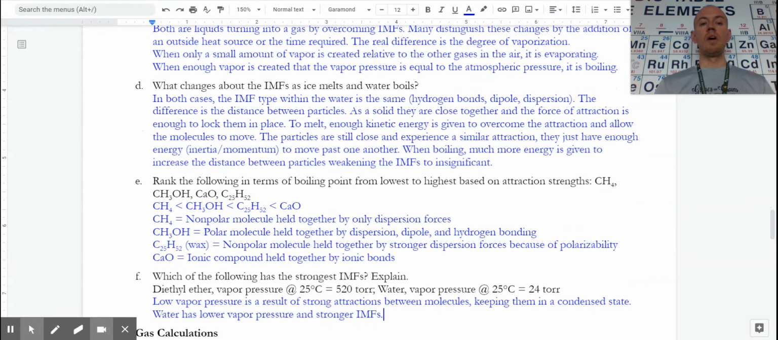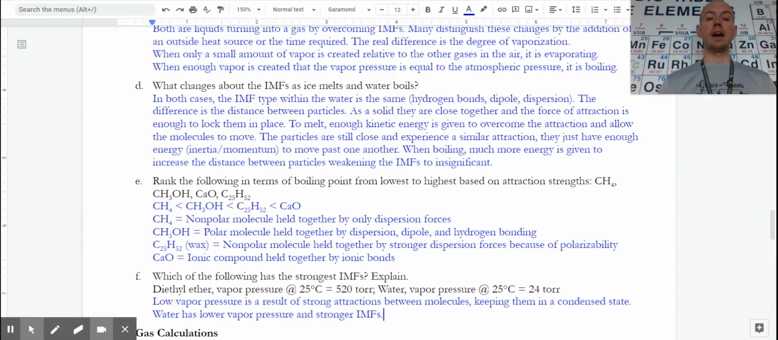Here, CaO, we should recognize that this is different. I try to use similar elements and symbols in this, but hopefully we recognize that we have a metal with a non-metal. It is ionic. It is held together by ionic bonds, and we're going to be talking about hundreds or thousands of degrees to melt and way beyond that before it boils. So much, much higher in terms of boiling point.